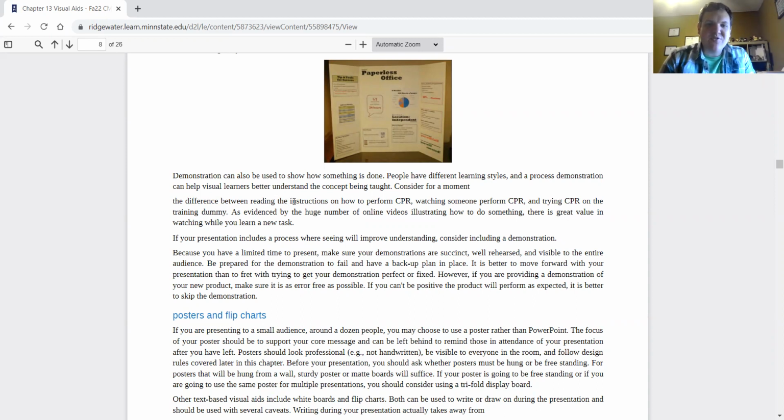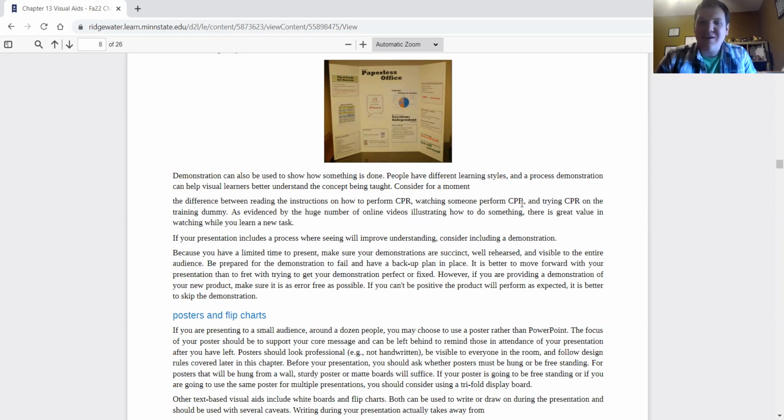There's a difference between reading instructions on how to perform CPR, watching someone perform CPR, and trying CPR on a training dummy. So there's a lot of different ways of learning. And you're going to pick up different information from each of those ways, right? If you just try CPR on a dummy, you may try it out, but you don't know if you're doing it well or right. You don't have much other information besides your attempt and it's a training dummy.